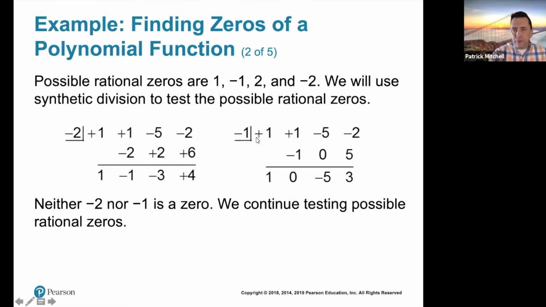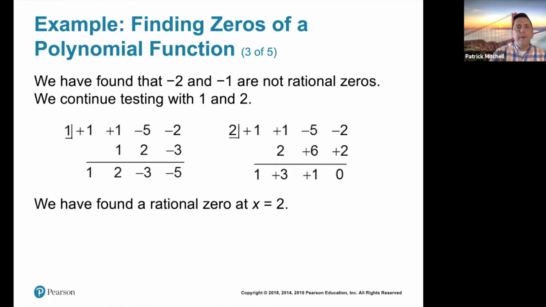Similarly, -1 is not a 0, and you can see that synthetic division over here. All right, so we know -2 doesn't work, we know -1 doesn't work. So we'll continue by testing 2 and 1. 1 doesn't work, has a remainder of -5. However, 2 works, see? The remainder is 0.